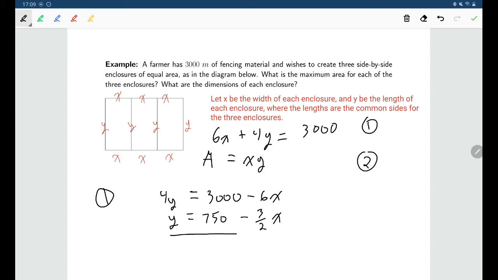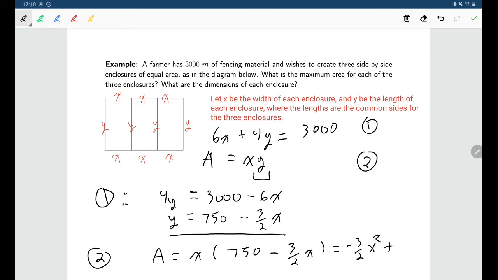And now I can take what I have here and use that to replace the y in equation 2. So we're going to look at equation 2 again, and replace the y with what y is equal to, 750 minus 3 halves x. If you were to expand that out, that would be negative 3 halves x squared plus 750x. I'm mentioning that now just so I can confirm before I move to the next page that this is the equation of a parabola that is opening downward. I know that it's opening downward because the coefficient of the x squared is negative. And if it's opening downward, then we do have a maximum and not a minimum.